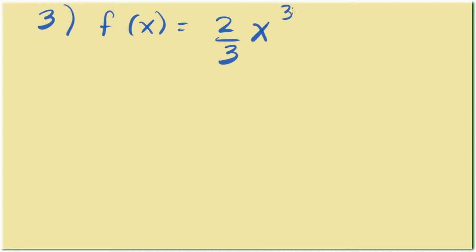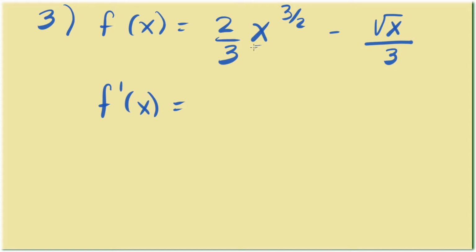Okay, let's look at problem number 3. Let's say we have this f of x equals 2/3 x to the 3 halves. So this one we have a coefficient which is a fraction. We have an exponent of x that's also a fraction. Again, there's this square root of x over here, but there's a 3 underneath that square root of x. So let's use our power rule.